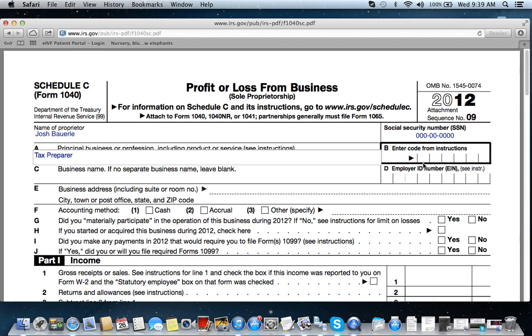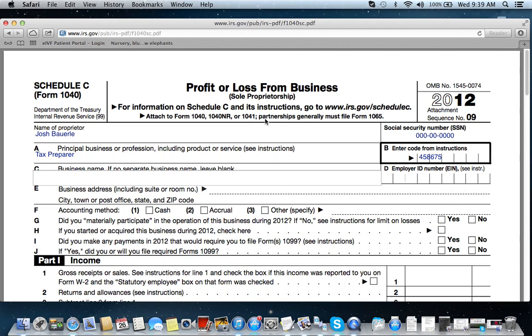The business code is a 6-digit code, and each industry has its own code. If you're using tax software, they're going to give you a drop-down menu to choose from. If you're trying to fill this out by hand, which I strongly recommend you don't, just Google the business code for whatever, business code for retail sales. Something will come up, and it'll give you a code you can use. So let's just make up a 6-digit number here.